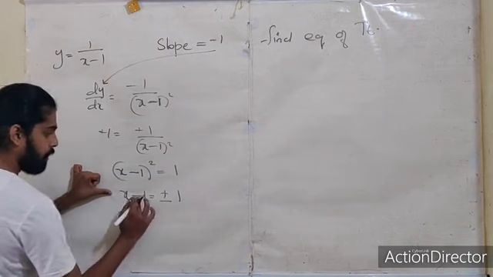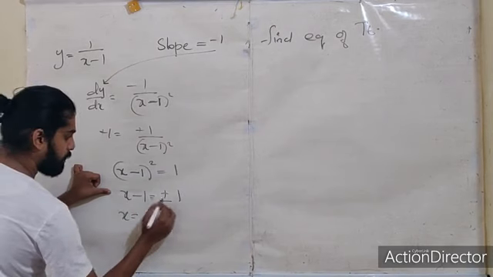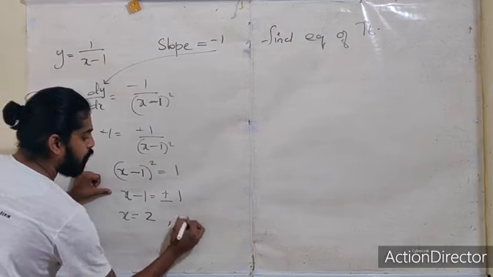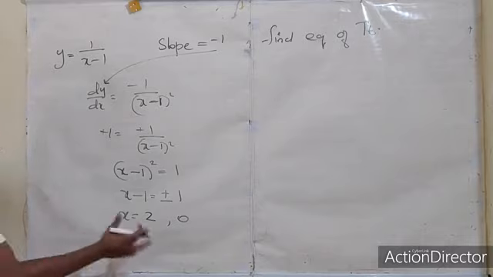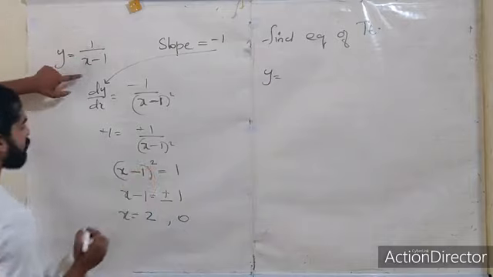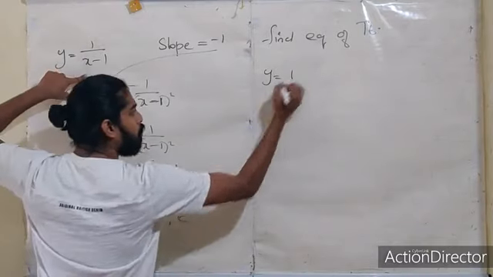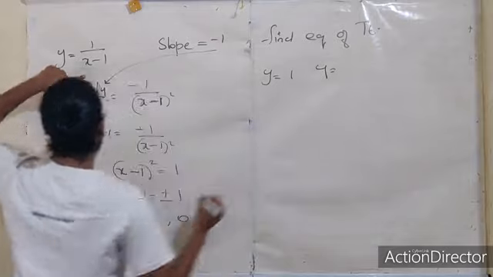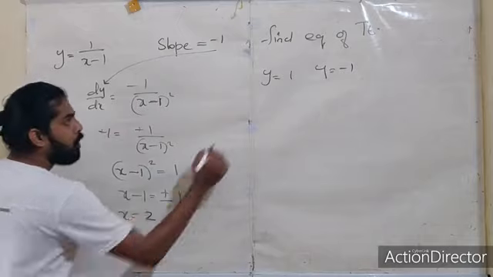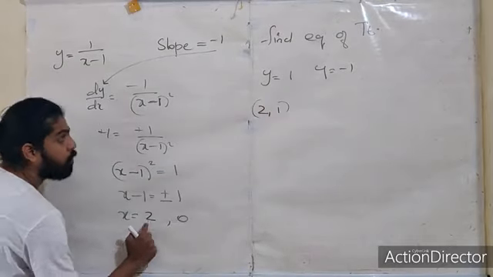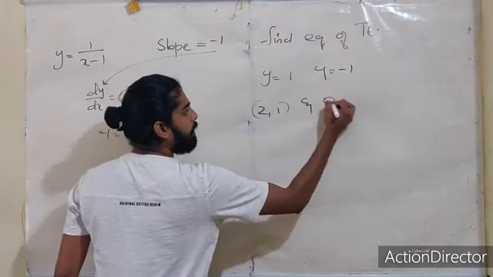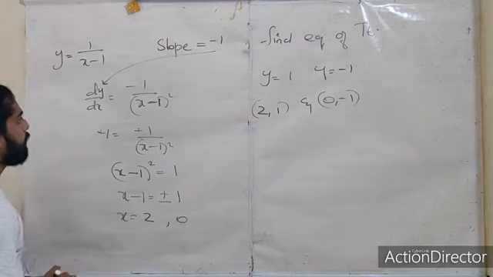So x is equal to, taking negative 1 to this side, x is equal to 1 plus 1 equal to 2, or x is equal to minus 1 plus 1 equal to 0. So the x coordinate is 2 or 0. We'll find the y coordinate. y is equal to 1 by x minus 1, which means 1 by 2 minus 1, which is equal to 1. Or substituting 0 here, y is equal to minus 1. So the points are 2 comma 1, with x equal to 2 and y equal to 1, and 0 comma negative 1.